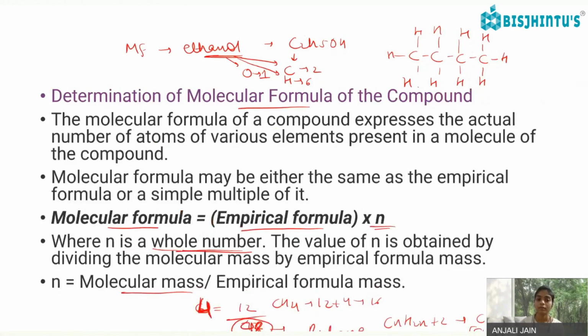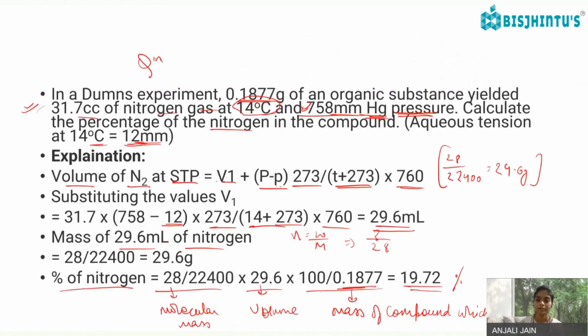Then if you have to find the molecular formula, it is just the ratio, the multiplicity. So molecular formula is equal to a multiple of the empirical formula. Then this was the numerical which we did. 273 is the standard Kelvin temperature for degree Celsius, and mmHg, millimetre of mercury, is the unit for pressure. So we can easily determine the percent of nitrogen present in any organic compound by the Dumas method.